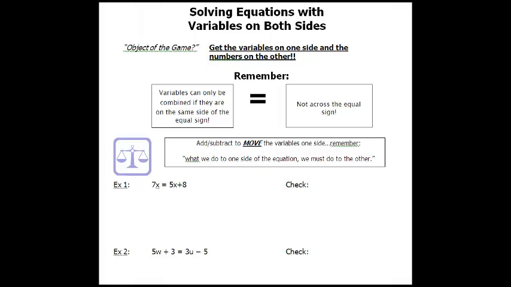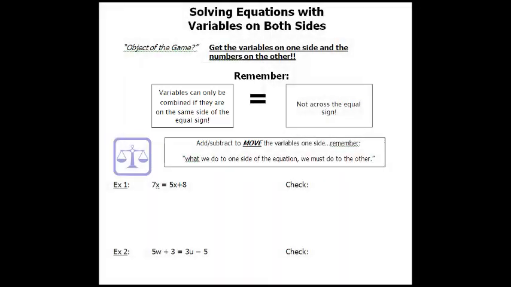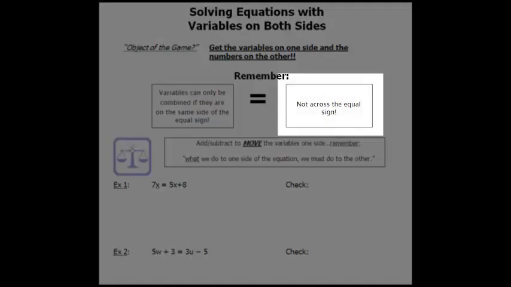Our object of the game has stayed the same. We need to get the variables on one side and the numbers on the other. We need to solve or isolate our variable. Remember that variables can only be combined if they are on the same side of the equal sign. We cannot combine across the equal sign.